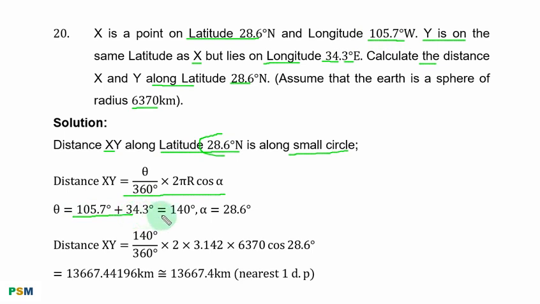You have 140 degrees. The angle of latitude alpha is equal to 28.6 degrees. You come here and you replace all the parameters with what they stand for. You have it in this form. When you simplify, you have this to 1 decimal place. You have 13,667.4 kilometers.